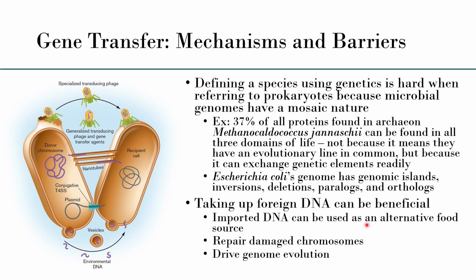So taking up foreign DNA can be a good thing for the cell. It can be a useful alternative for food because, in the end, bacteria, even us, we can use DNA as a food source. In humans, we don't do it because it will cause a high buildup of uric acid in our body, which is quite dangerous for us and can lead to gout and things like that. But bacteria can definitely use it as an alternative food source. They can use external DNA to repair some of their own damaged DNA, or it can drive evolution. They might take on new traits that they didn't have before.